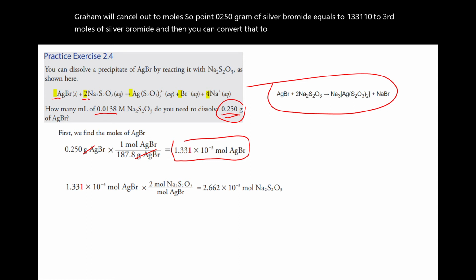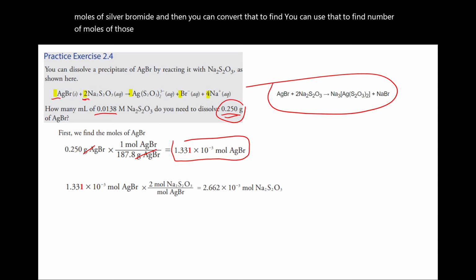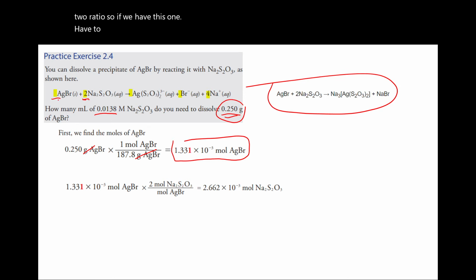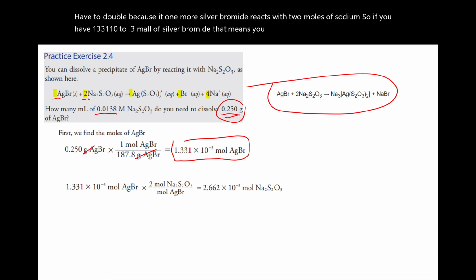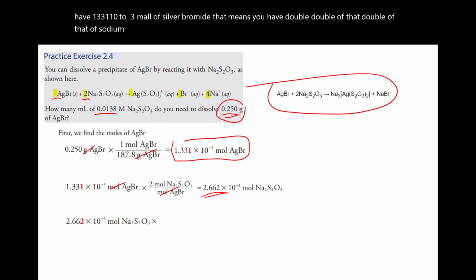You can use that to find the number of moles of sodium thiosulfate that is enough to react with that. So again, it is a 1:2 ratio. You have to double, because 1 mole of silver bromide reacts with 2 moles of sodium thiosulfate. So if you have 1.331 × 10^-3 mole of silver bromide, that means you have double of that of sodium thiosulfate. And from there, we're looking for how many milliliters of solution.